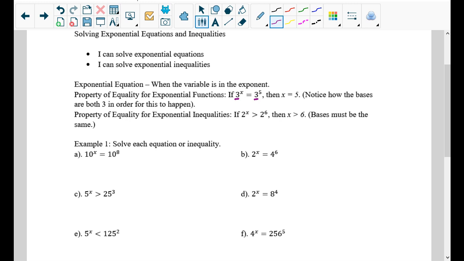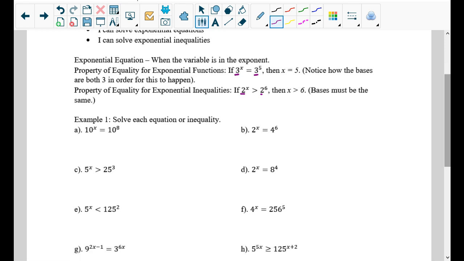Same idea with inequalities. If I can get the same bases, then I can just take a look at the exponents. x is greater than 6. So let's take a look here. Again, it's not quite that basic, but it comes out to that pretty easily. So 10 to the x equals 10 to the 8th power. Well, in this case, same bases, so x equals 8.